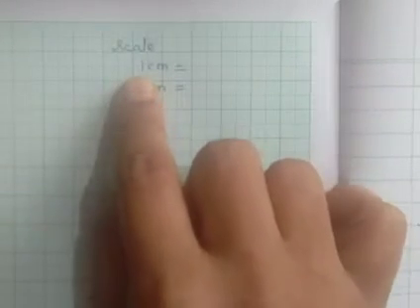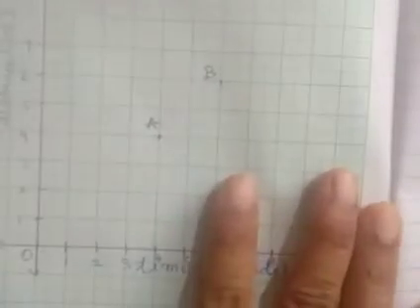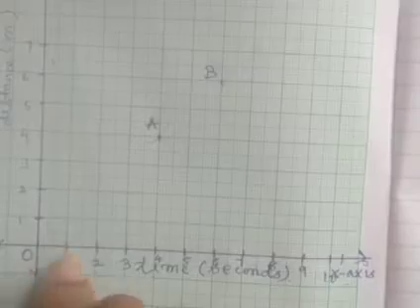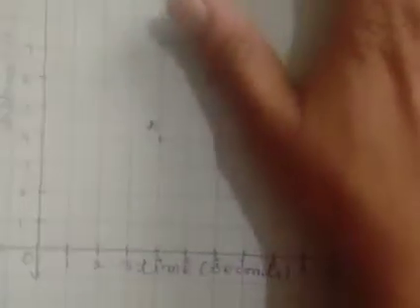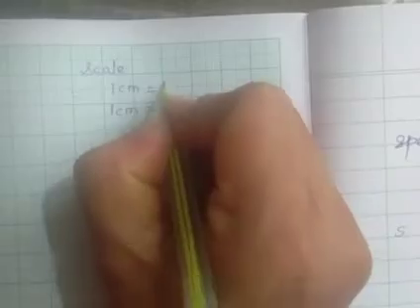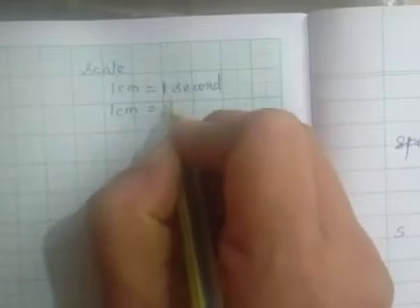Now if you see 1 centimeter on the x-axis, this much is called 1 centimeter. After 1, it is 1 second. So what do you have to write here on the scale? You will have to write 1 centimeter is equal to 1 unit, or maybe 1 second, so you can write either 1 unit or 1 second on the x-axis.